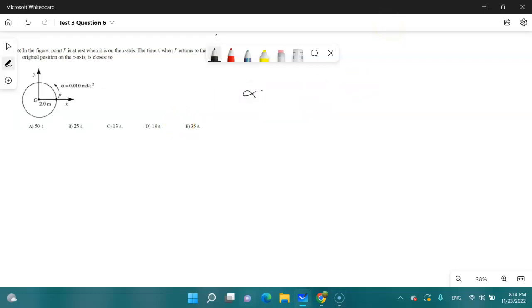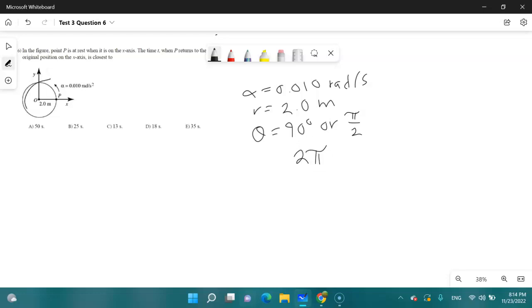We know that the angular acceleration is 0.010 radians per second squared. And we also know that the radius is 2.0 meters. And then we also know that the angle we're working with is 90 degrees, or in pi terms, pi over 2. And then the full rotation, which is the actual value that we're going to need, is going to be 2 pi, because 2 pi is what it's going to take to go completely around the circle, so it can go back to its original position on the x-axis.